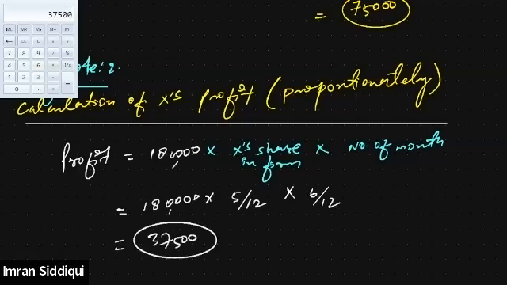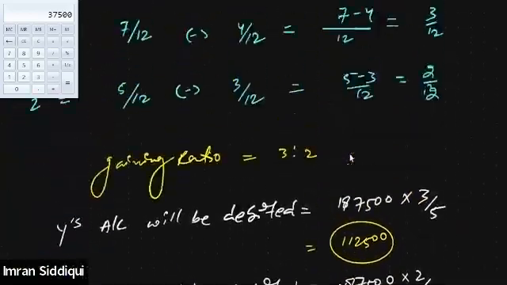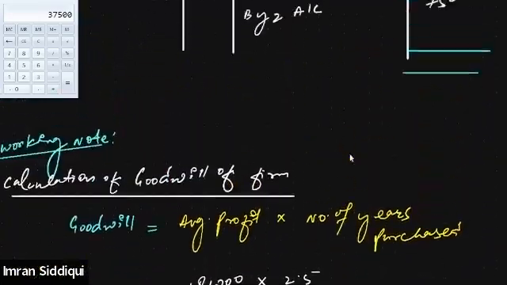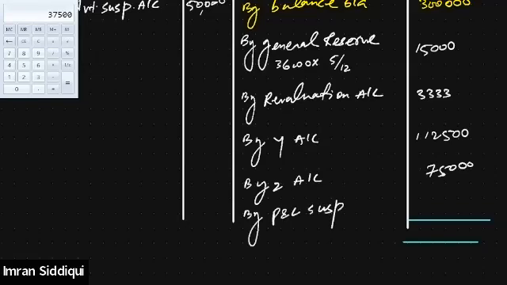37,500, right? The entire amount will be transferred to the P&L suspense account, and we need to carry this into the partners' capital account as well, and we'll be writing it here by profit and loss suspense account.